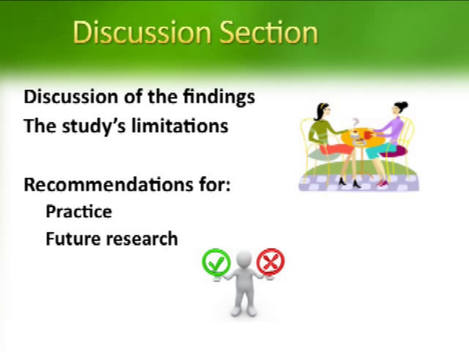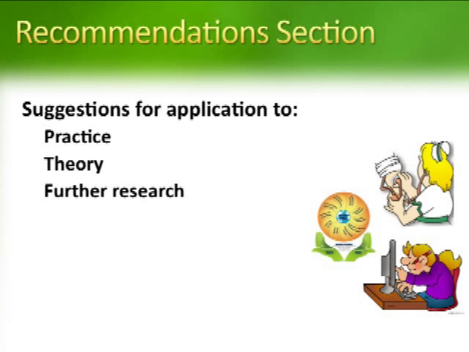Now, in the discussion section, they usually talk about the limitations, besides looking at the findings, and recommendations that are made for practice and future research. It contains, as I said, discussions of the findings, the limitation, recommendations for practice, and recommendations for future research. It enables the research consumer to judge the validity of the interpretations drawn from the data and the general worth of the study. Now, the recommendations section talks about practice, theory, and future research, as I just said.